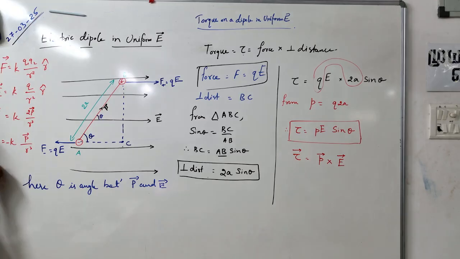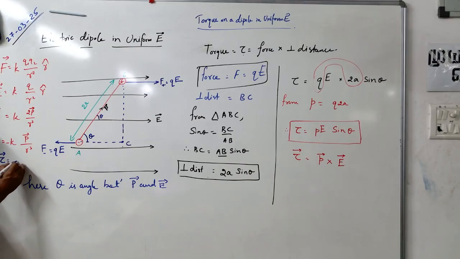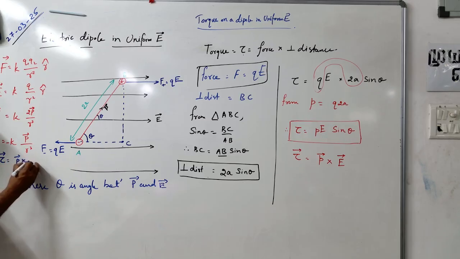Third, the tau vector is equal to P vector cross E vector.